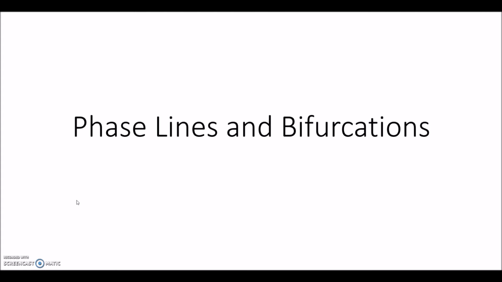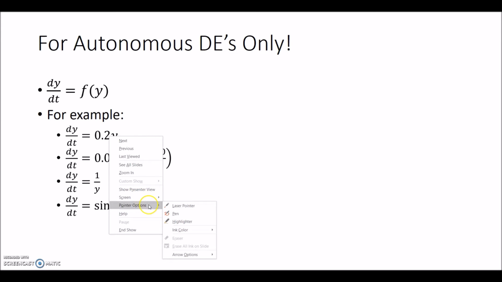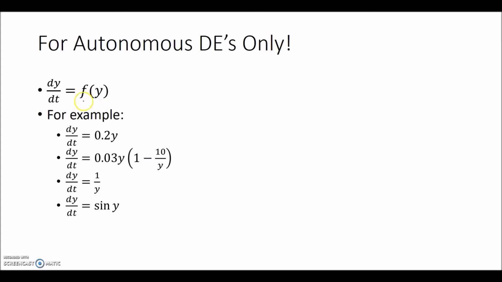In this video, we're going to take a look at phase lines and bifurcations for differential equations. This approach applies to autonomous differential equations only. What that means is these are differential equations of the form dy/dt equals f of y. That basically tells us that we are only going to consider differential equations that are strictly functions of y.